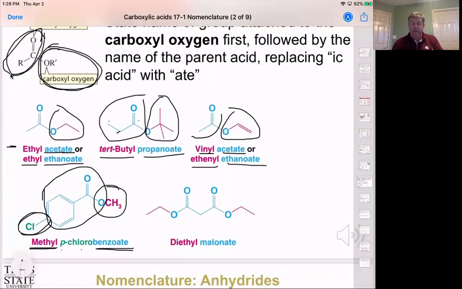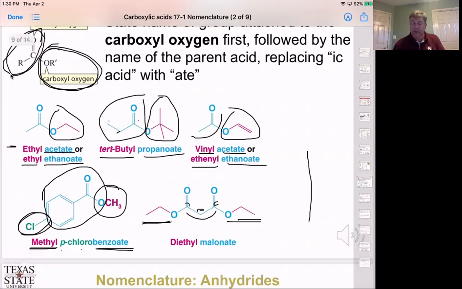So if we have diesters and they're symmetrical, we can say what the two different groups are. In this diacid ester right here, we have two ethyl groups, so we can do diethyl malonate, 1, 2, 3, oh my. So this is the oh my part of malonate. If they were unsymmetrical, you would use them in alphabetical order. So if you had methyl ethyl, you would have ethyl methyl malonate.